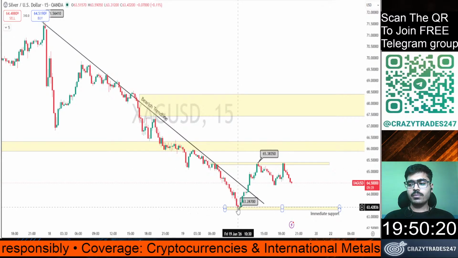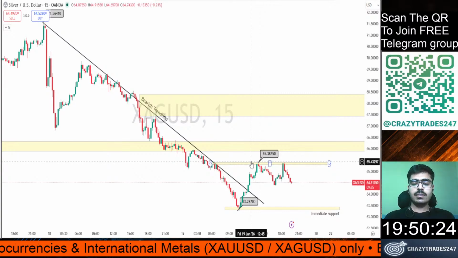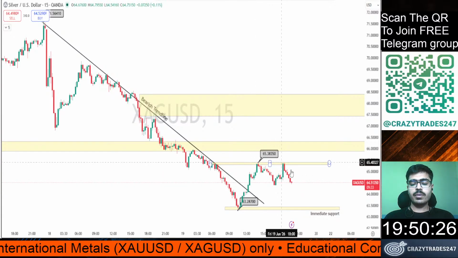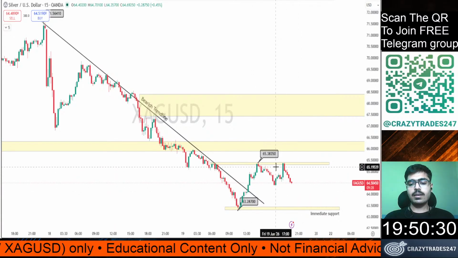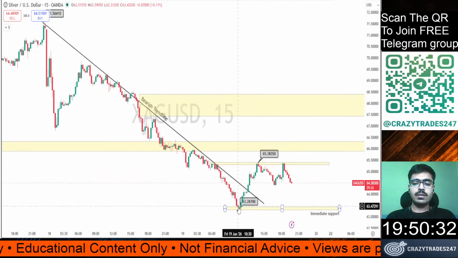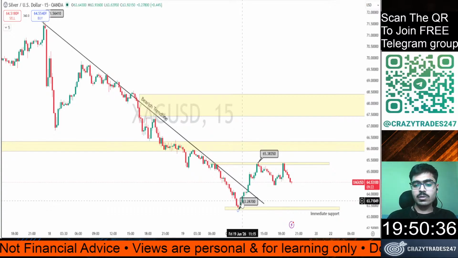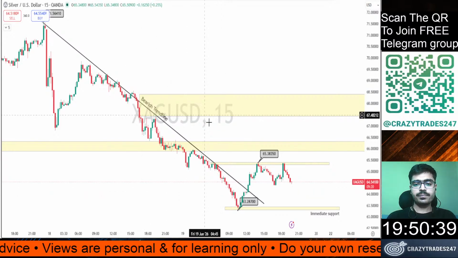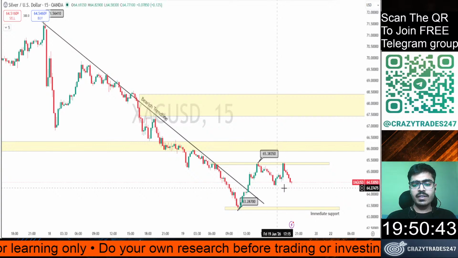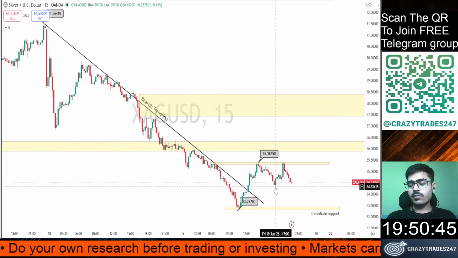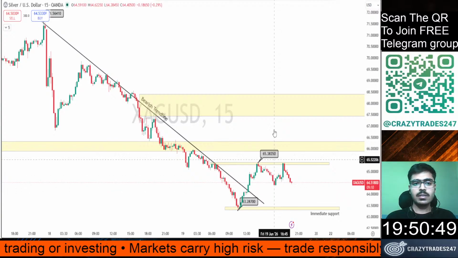Price bounced back from this level, went till this level of 65.383, and now it's retracing and forming another kind of consolidating range at a level higher than the most recent lowest low. Even if price breaks below this level, we can think of a trade in a negative direction, in a short direction.